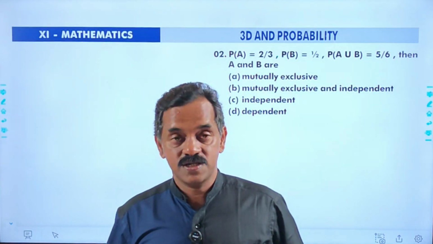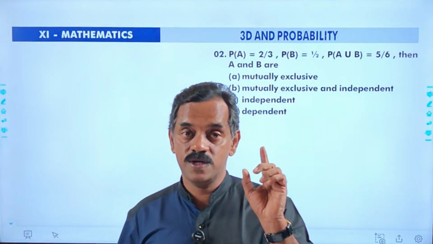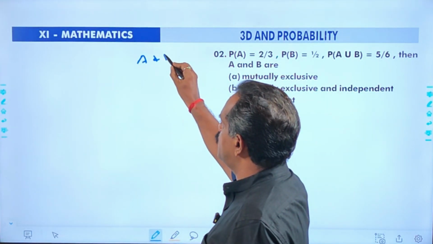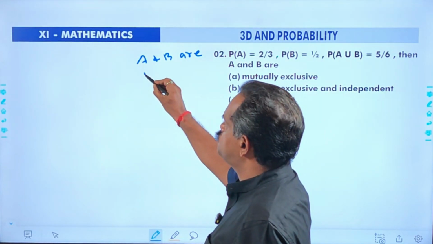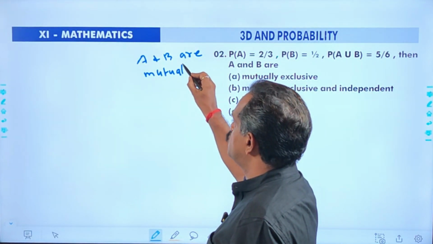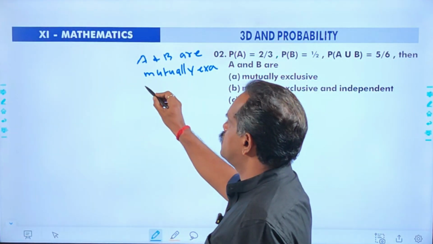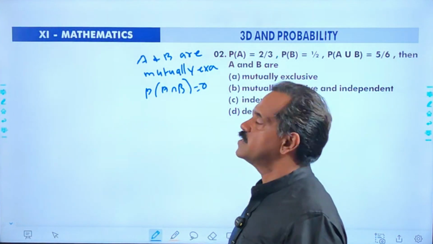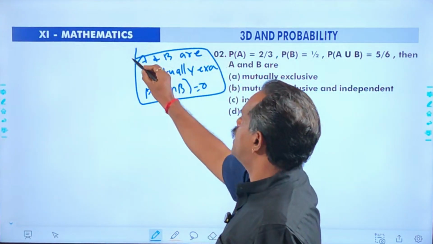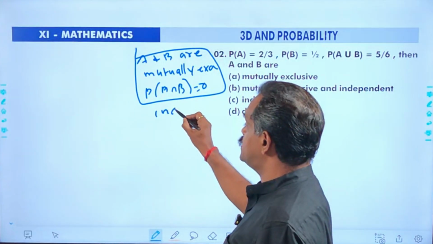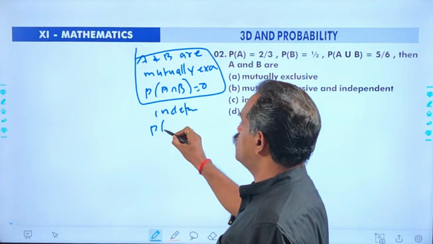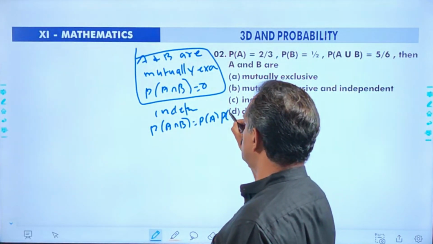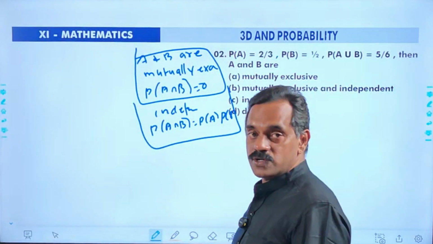Next one, before going to that explanation, again please make a very important note on 2 very particular points regarding probability. Please note this one. If A and B are mutually exclusive, then P of A intersection B equals 0. Again, if A and B are independent, then P of A intersection B equals P of A into P of B. These are the 2 points you have to note separately.